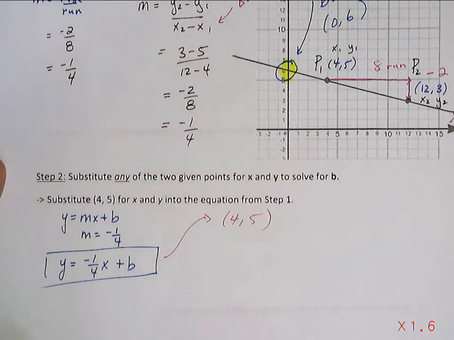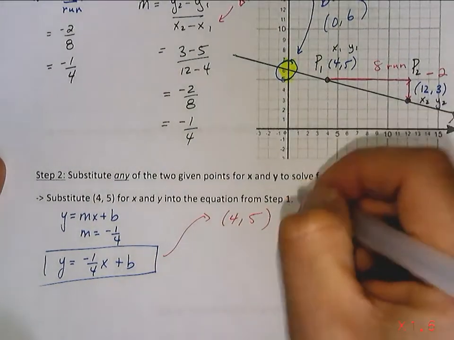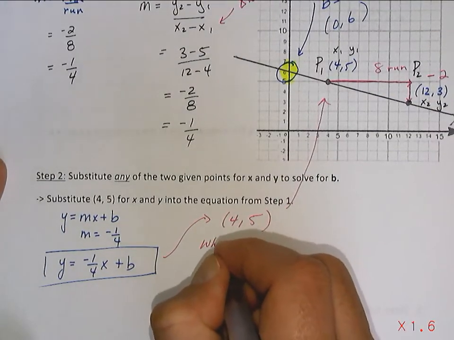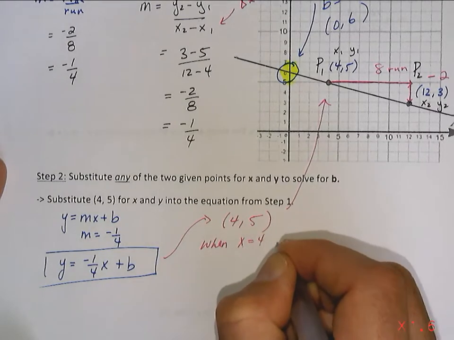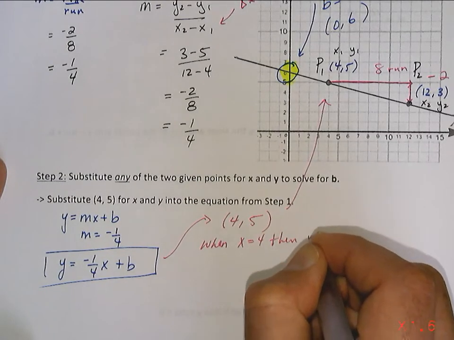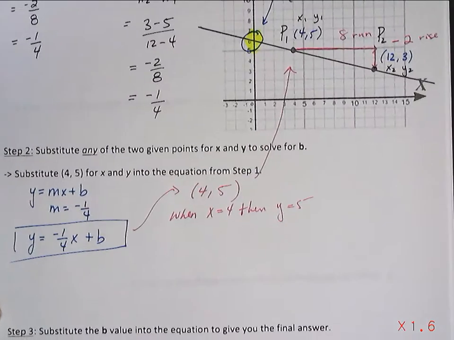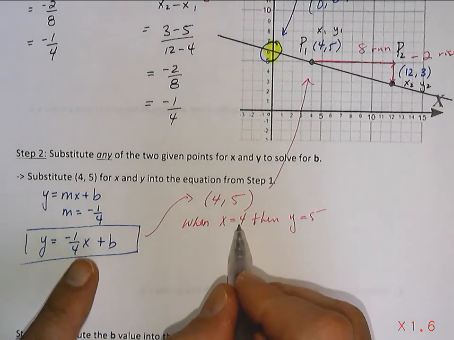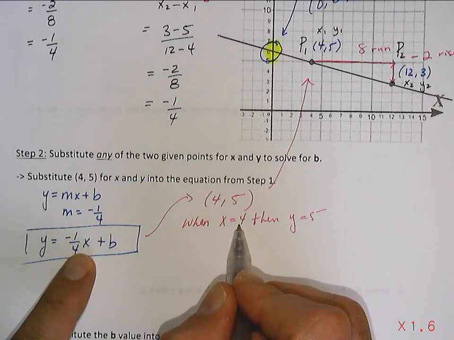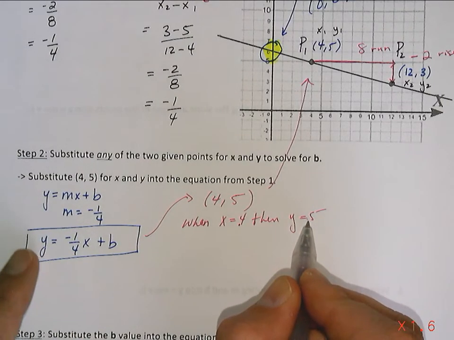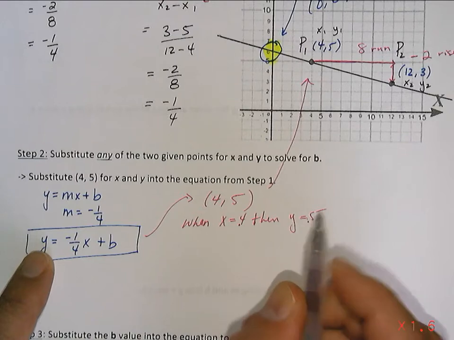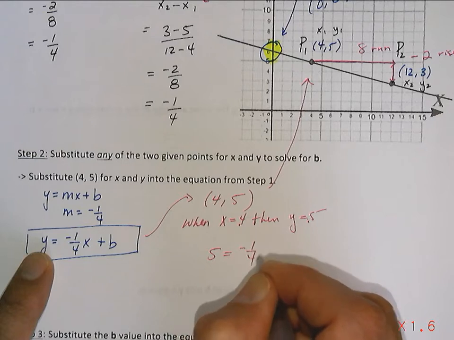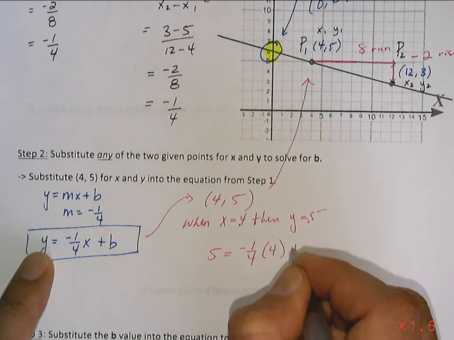I'm going to use 4, 5 because it's this point. That means when x equals 4, then y equals 5. That's what points mean. When x equals 4, y equals 5. So I'm going to take x equals 4 and put it in here for the x. And I'm going to take y equals 5 and I'm going to put it in here for the y. So what that's going to look like is 5 equals negative 1 over 4 times 4 plus b.